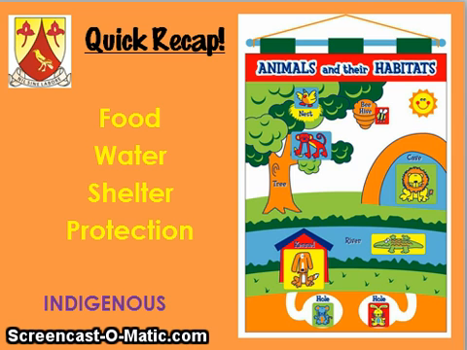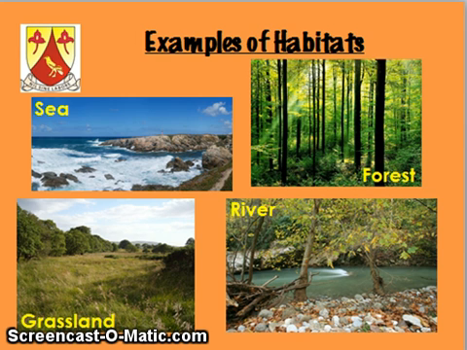Then we recap the fact that we have 4 habitats that we learnt about: grasslands, open areas with lots of grass and trees; forest, lush, cool, shady, lots of rain, lots of trees; sea, which we remember was salt water; and river, which was mostly fresh water. So that's a quick recap of habitats.